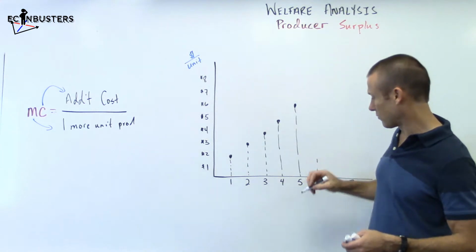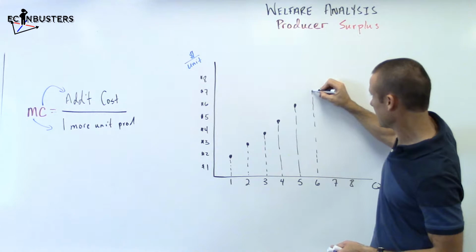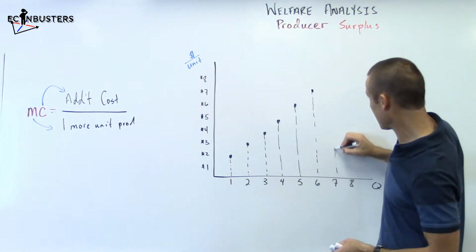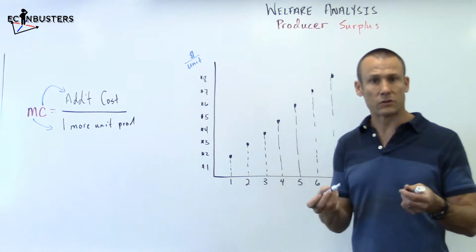Nope, sorry, I said that wrong. For the fifth pizza, $6. For the sixth pizza, $7. For the seventh pizza, $8. Okay, not all that pretty, but hopefully that looks okay to you.